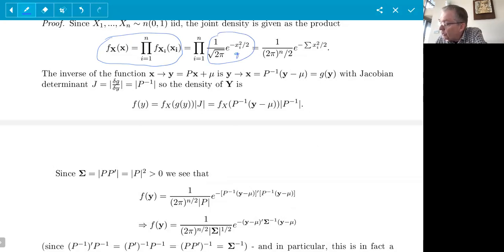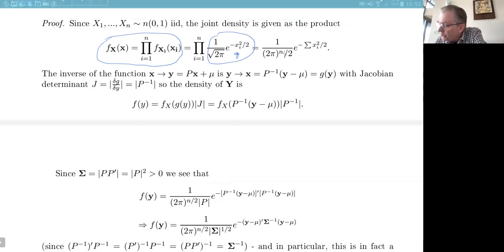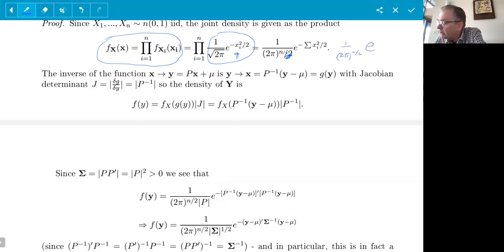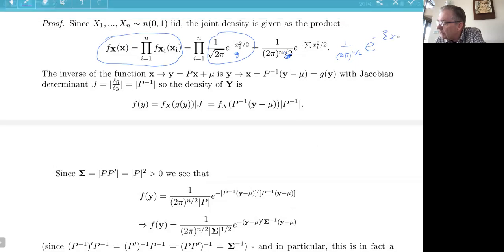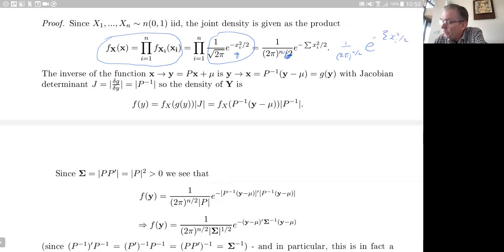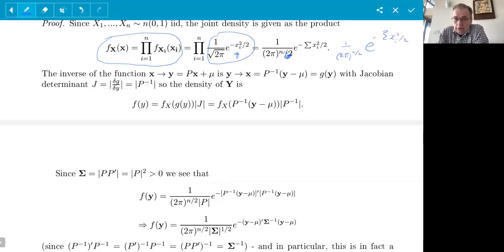We get 1 over 2 pi to the power n over 2, and then e to the minus summation over i of xi squared over 2. Okay, nothing fancy here, but we notice this is the first time you've actually seen in this course a true multivariate normal density. It's the density of joint IID normal 0, 1s.